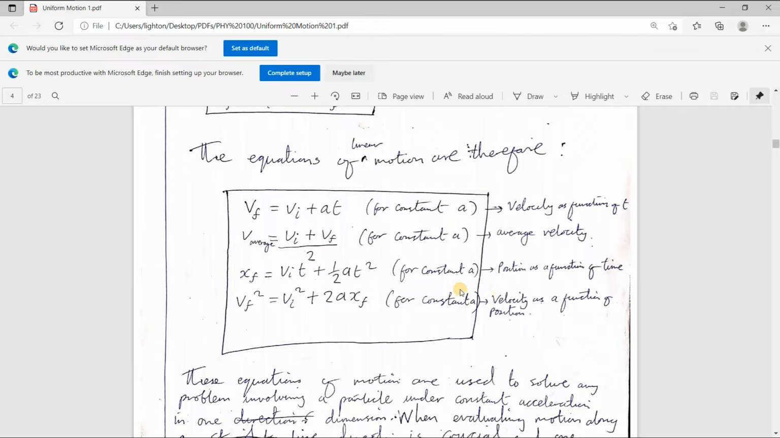These are the so-called equations of uniform motion, and they have been written here assuming that the object is moving along the x-axis. These equations of motion were derived assuming the object is moving along the x-axis. That's why you see displacement represented with the letter x here. So the assumption was that motion is along the x-axis for these equations.